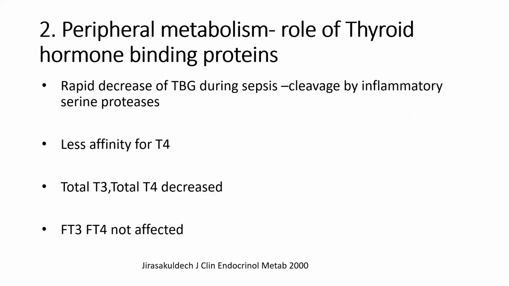Second mechanism: what happens in the peripheral metabolism of thyroid hormone, about the thyroid hormone binding proteins. There will be a rapid reduction in the thyroid binding globulin during sepsis due to the cleavage by inflammatory serine proteases. So the binding globulin is reduced, so the total T4 is reduced. There will be less affinity for T4 to the binding globulin. Total T3 and total T4 are reduced in this status. FT3 and FT4 are not affected by these mechanisms.